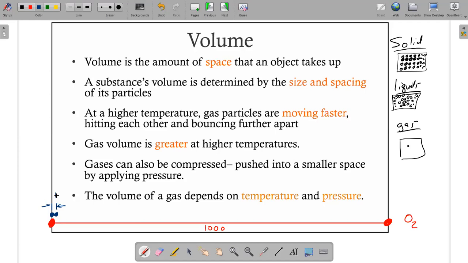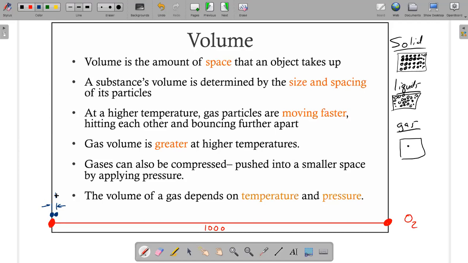So if you increase the temperature of a gas, the volume is going to be bigger. And if you increase the pressure of a gas, the volume is going to be smaller. It's not like that with liquids and solids. Like if you put water in a graduated cylinder, it's slightly dependent upon temperature. In other words, when you heat up water, it expands a little bit. When you cool it down, it contracts a little bit, but not by much.